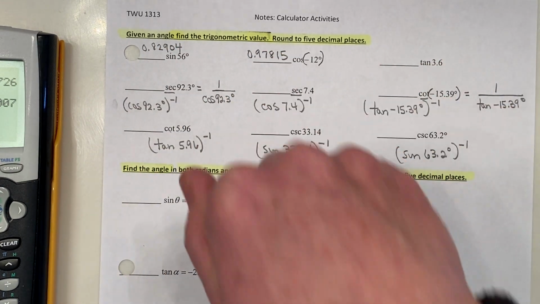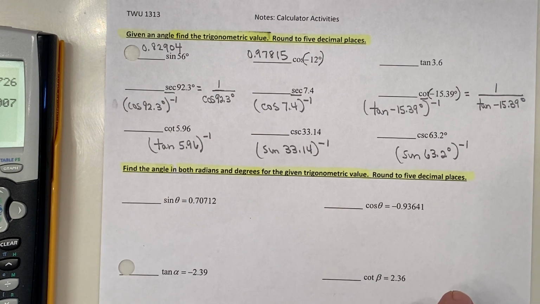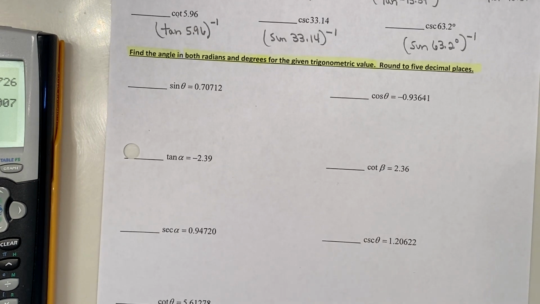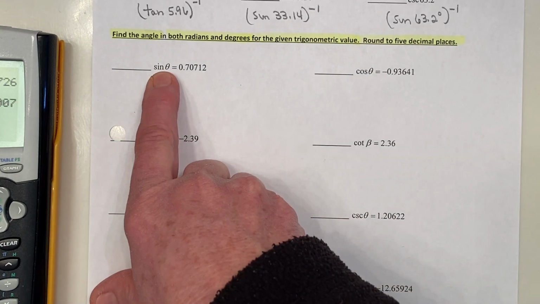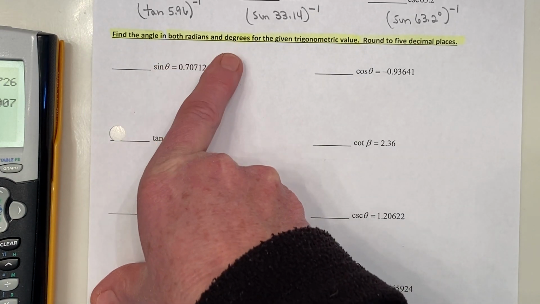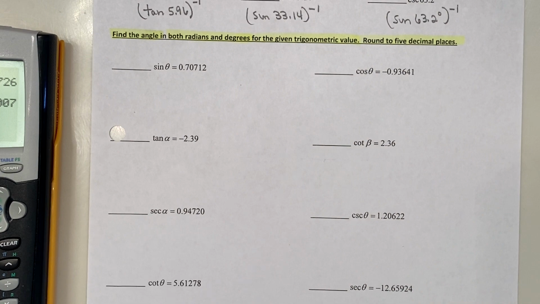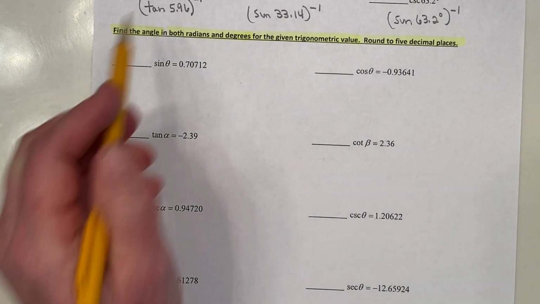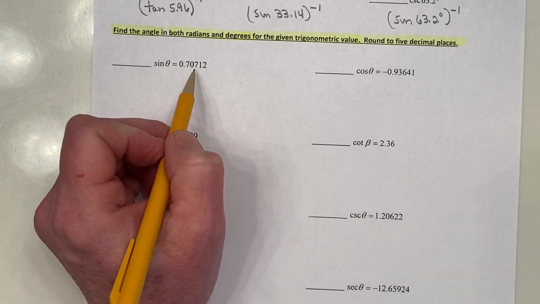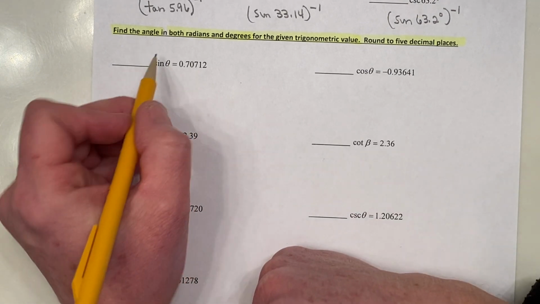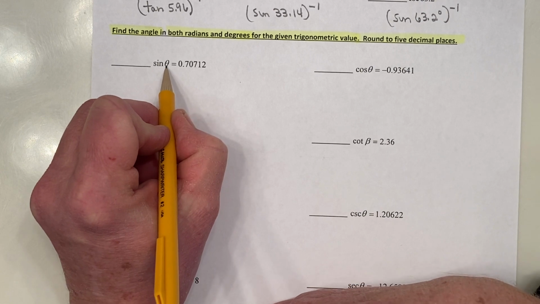How do we work backward to the angle that we use to get that answer? All right, so let's take a look at that strategy down here to find the missing angle in both radians and degrees. For this first problem, it says the sine of what angle is equal to this value right here? Mathematically, what we want to do is isolate, get theta by itself.